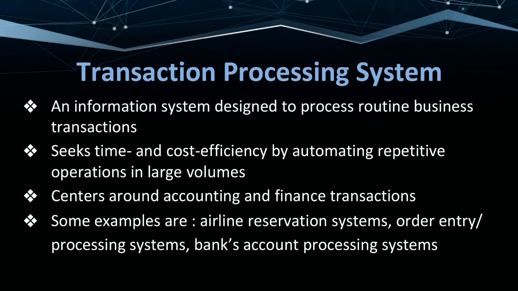An information system which is designed to process routine business transactions is a TPS. It seeks to improve time and cost efficiency by automating repetitive operations in large volumes. It centers around accounting and finance transactions, so we can mainly see TPS in banking institutions and so on. Some examples are airline reservation systems, order entry processing systems, bank account processing systems and so on.